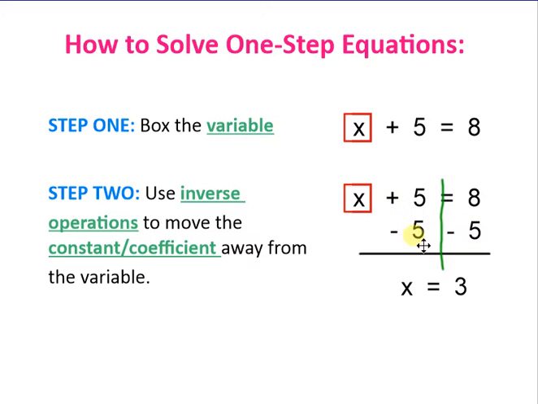Well, plus 5 minus 5 cancel each other out. So on this side of the equal sign, all you're left with is x, and so you just bring that down. Now over here you have 8 minus 5, which is 3. And so your answer in this case is x equals 3. And that is the answer to your equation.